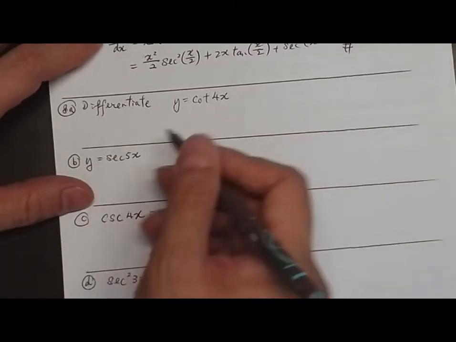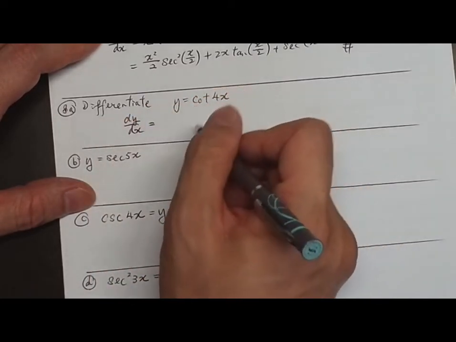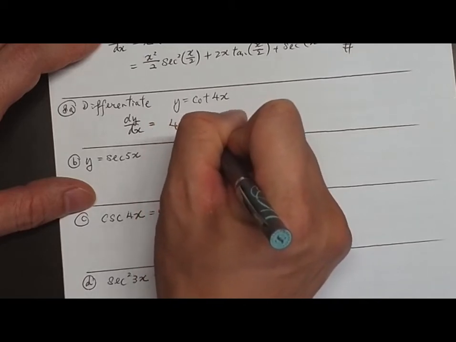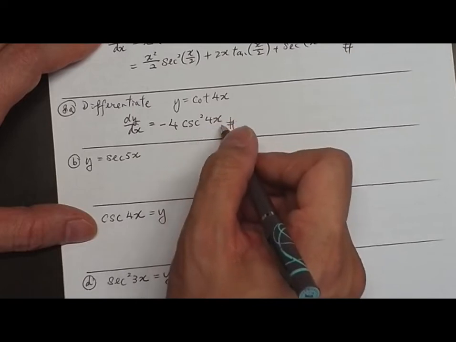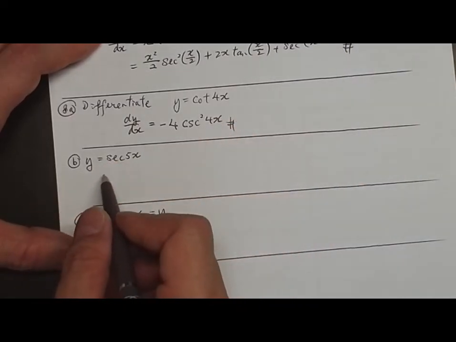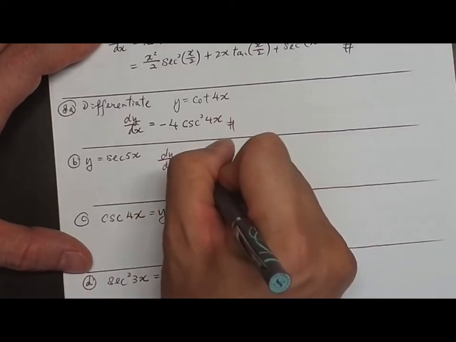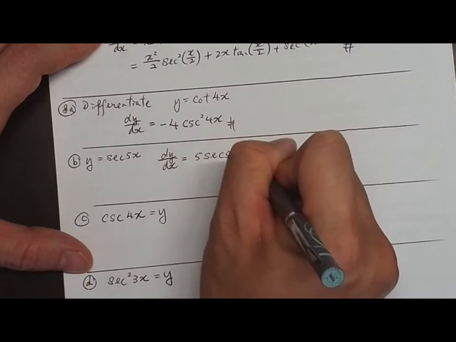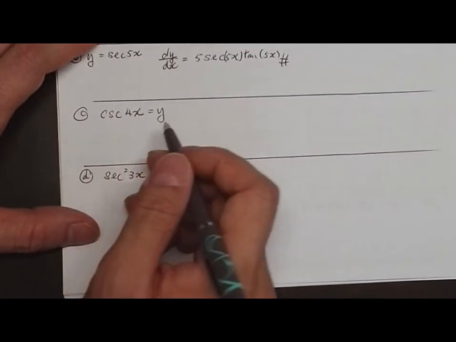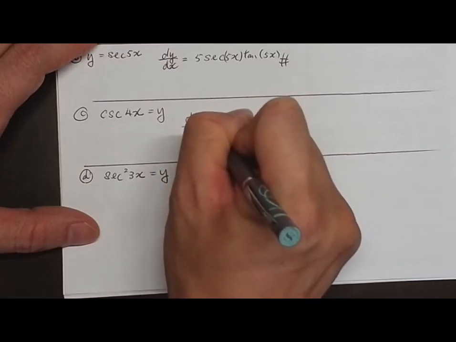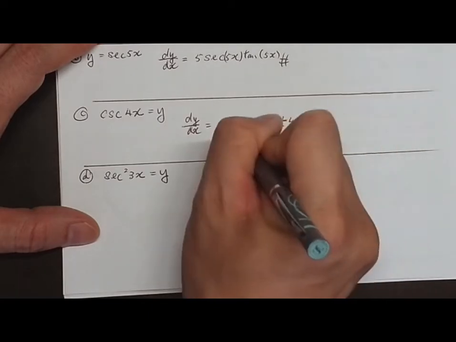And question 8a. If y equals cotangent 4x, dy by dx is equal to 4 cosecant squared 4x. But you have to remember the minus sign here. So we have minus 4 cosecant squared 4x. B, y equals secant 5x, dy by dx is equal to 5 secant 5x tangent 5x. And C, y equals cosecant 4x, dy by dx is equal to 4 cosecant 4x cotangent 4x. And remember the minus sign.